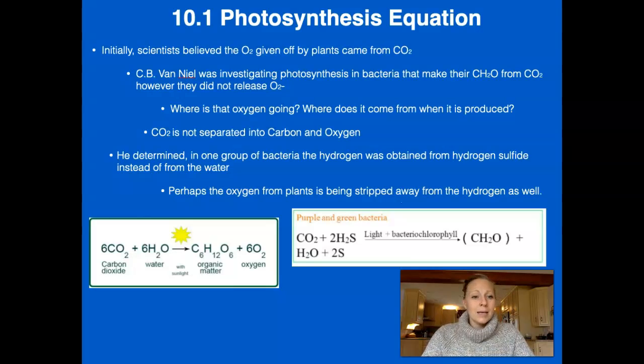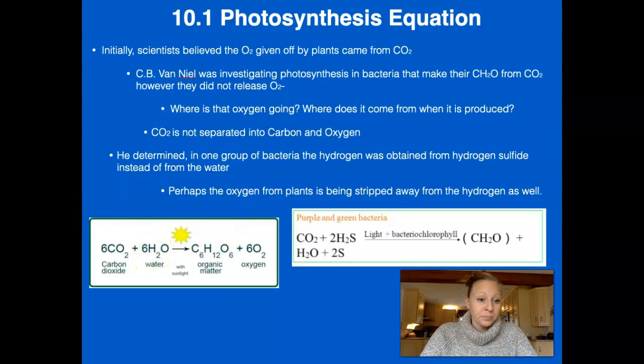And a scientist, Van Niel, was investigating photosynthesis in bacteria. And they make their carbohydrates from carbon dioxide. However, they don't release oxygen. And so where is that oxygen going, or where did it come from when it was produced? So CO2 is not separated into carbon and oxygen. He determined in one group of bacteria that the hydrogen was stripped from the hydrogen sulfide instead of the water. And so perhaps the oxygen from plants is being stripped away from the hydrogen as well.